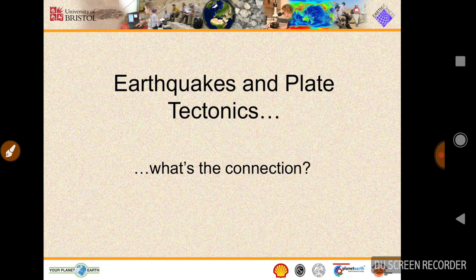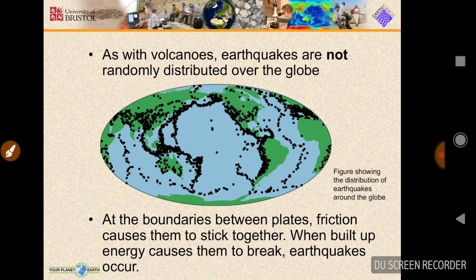Of course, earthquakes and plate tectonics are connected. So all the little black dots on here are areas where you see active plate boundary margins. So anytime there is a plate crashing into another plate, you're probably going to get an earthquake.